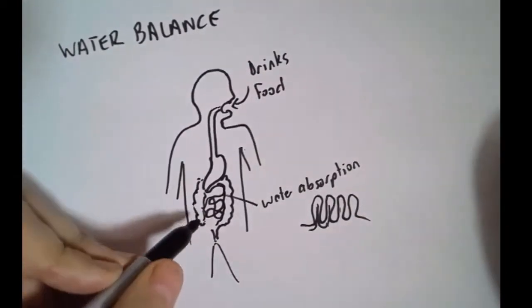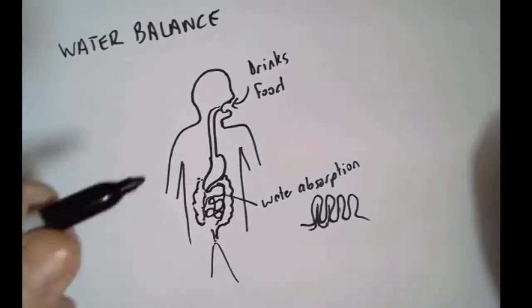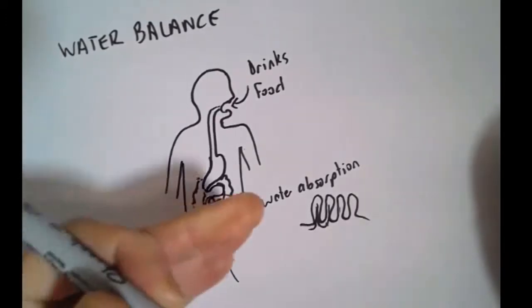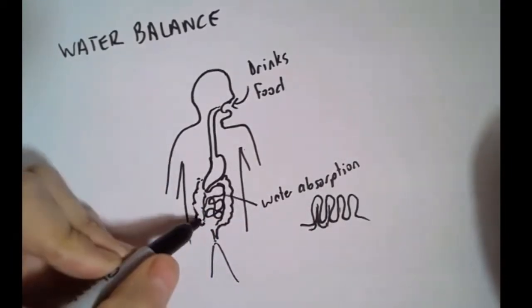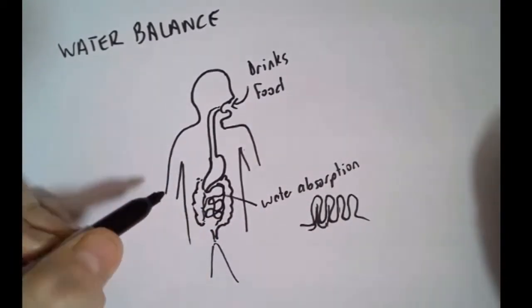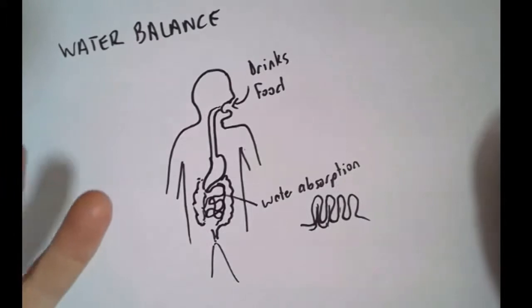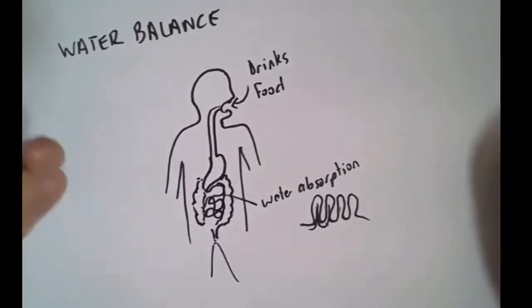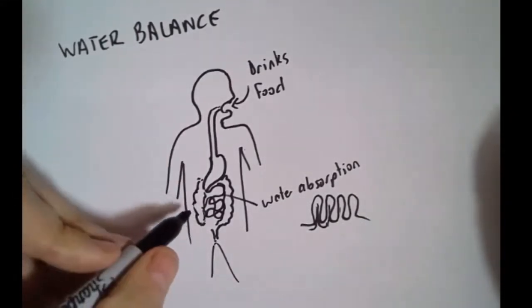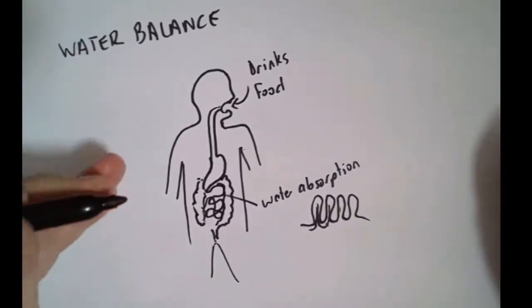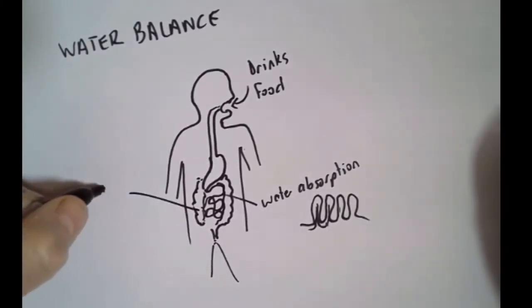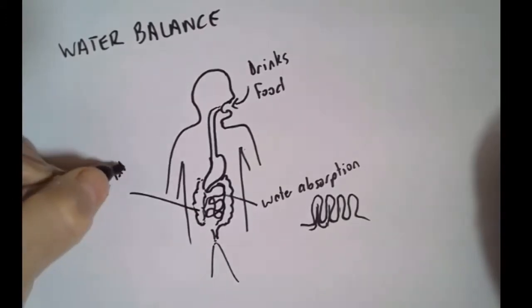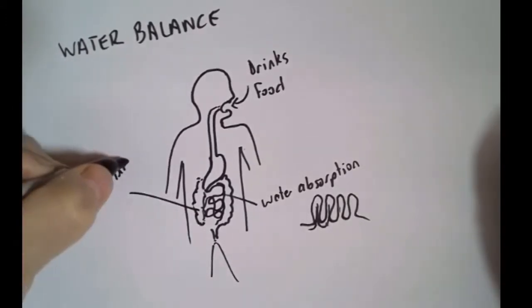Now, all of the nutrients that have been absorbed have been taken out through the small intestine. So all we've got left in the large intestine is essentially our waste, the parts of the food that can't be digested. But as well as that, there's a whole heap of water still. So the large intestine is also where further absorption of water occurs.